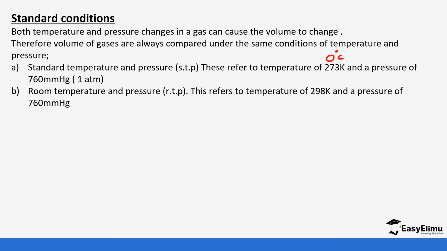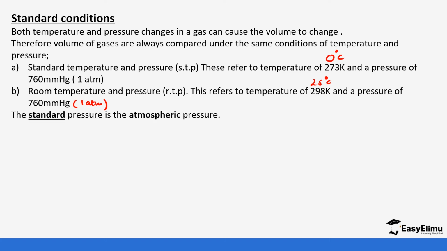And then RTP refers to room temperature and pressure, and this is at a temperature of 25 degrees Celsius or 298 Kelvin, and a pressure of also 1 atmosphere or 760 mmHg. So these are the standard conditions we are going to be using mostly when we are looking at the calculations of the combined gas law.